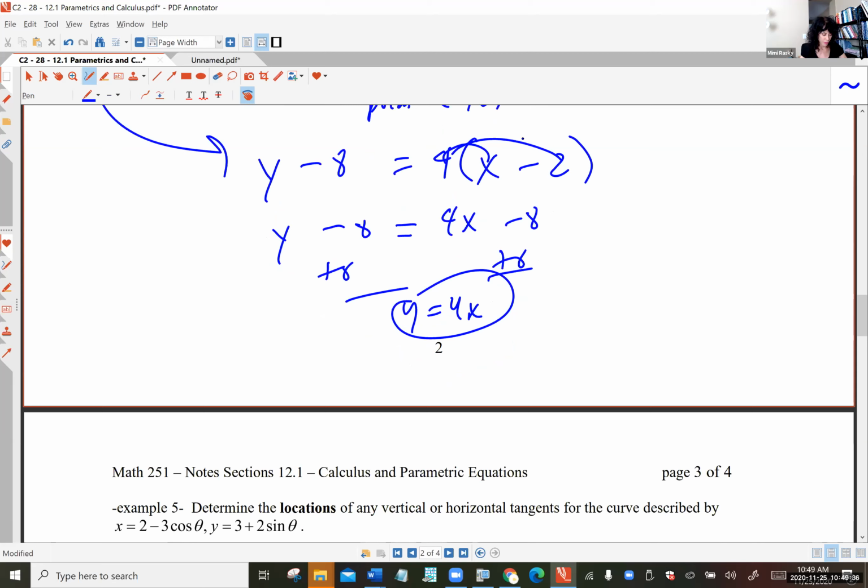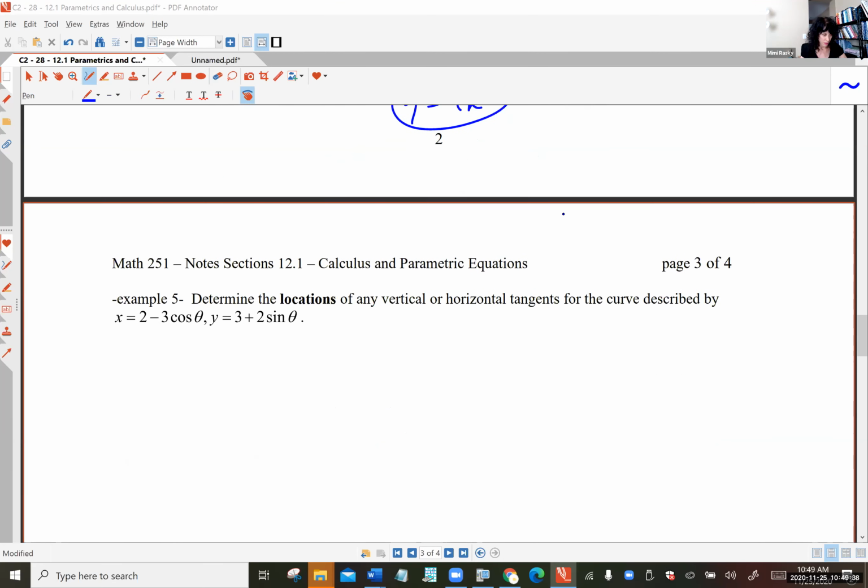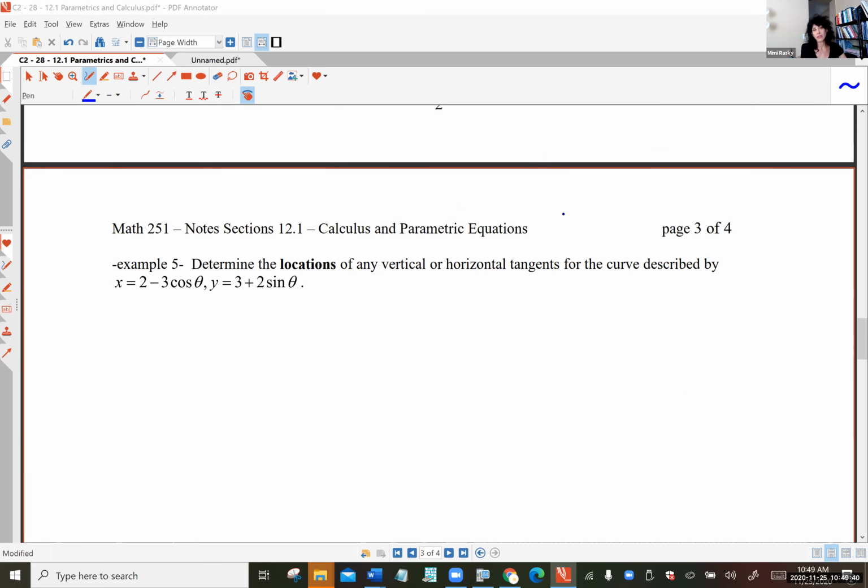Okay, so this is a classic thing to ask you: when is the curve going to have any vertical or horizontal tangents? That just means if you drew a tangent line to it, would you get a horizontal tangent line, which has a slope of 0, and a vertical tangent line, which has a slope of what? Does anybody know what the slope of a vertical line is?